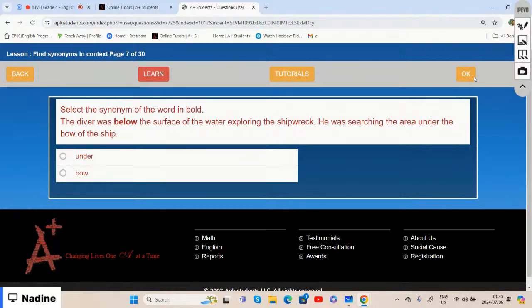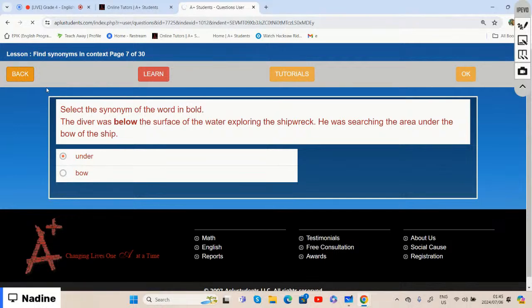All right, and if we were to select the word that is the same as below, then yes, we will choose option one because the same as below is under. So even if we were to substitute the word below with under, then we would say the diver was under the surface of the water exploring the shipwreck.